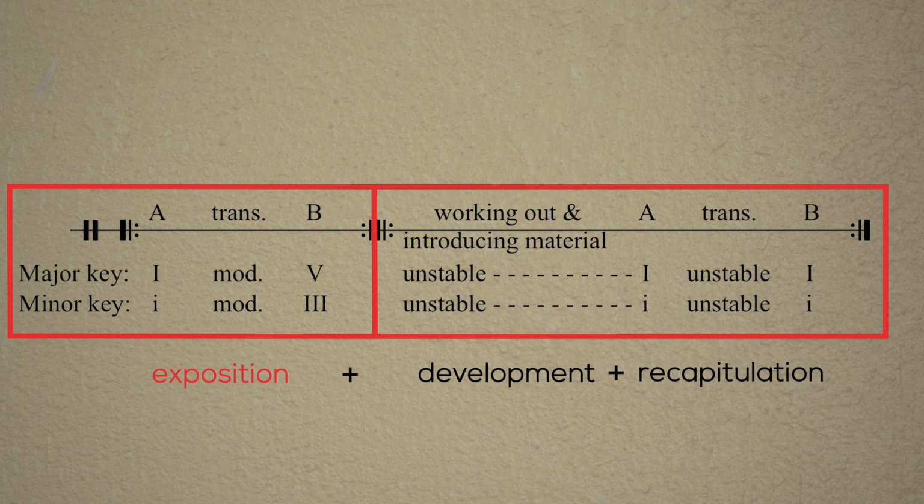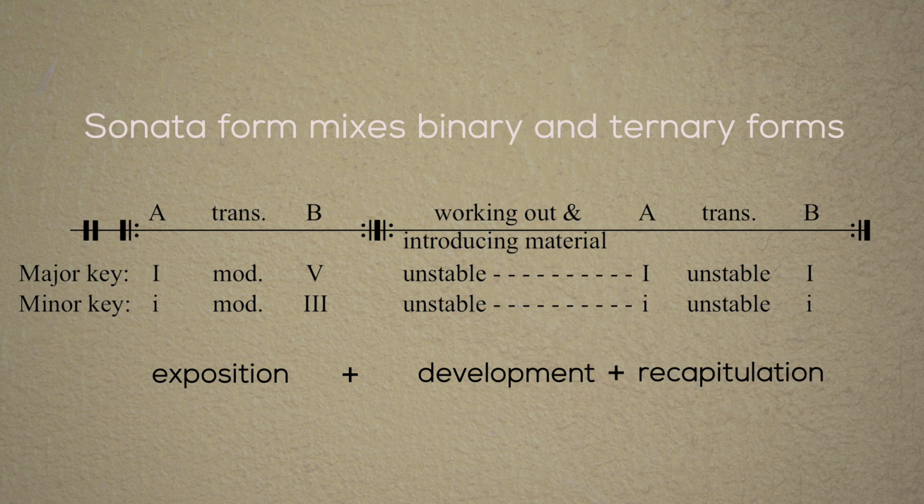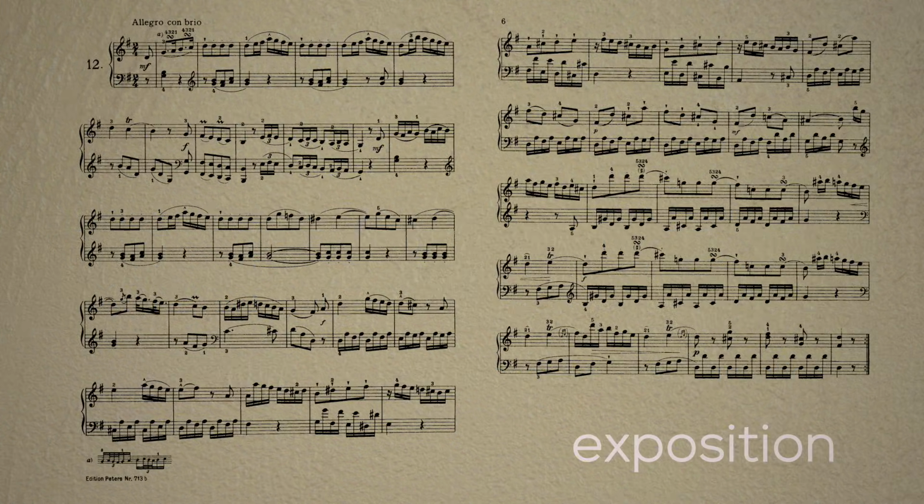The exposition is the first half, and the development and recapitulation are the second half. In terms of thematic development, the form is divided into three main sections: exposition, development, and recapitulation. So, sonata form mixes binary and ternary form, two of the most common musical forms. The main section is called the exposition. It often has two themes.